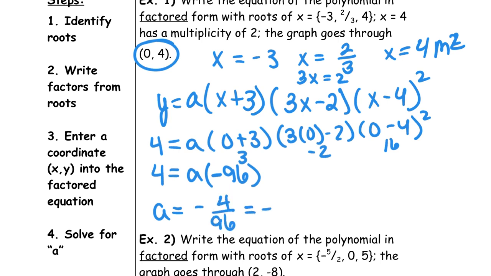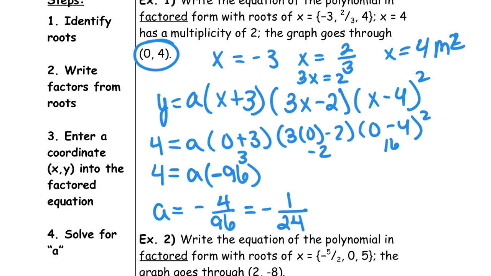Will that reduce? Oh, yes, it will. Since they're both even, I'm pretty sure it's going to reduce. Yeah. 4 will actually go into 96. How many times? It would go in 24 times. Yes, it would. I agree.